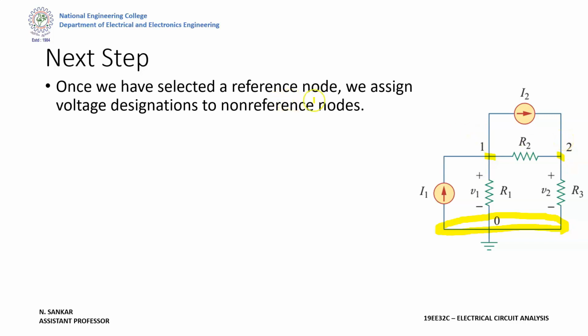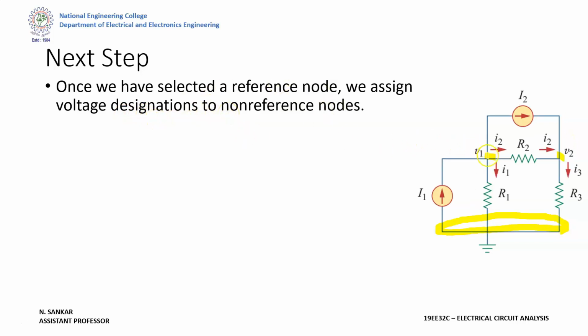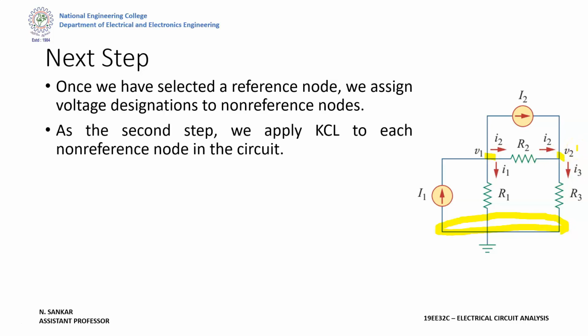We have to select a reference node and assign voltages to the non-reference nodes like this. So the voltage at node 1 is considered V1, and the voltage at node 2 is considered V2. And we have to apply Kirchhoff's current law at each non-reference node. First we will apply it at node 1. Here the incoming current is capital I1 and the outgoing currents are small I1 and small I2, and then capital I2, sorry. So in total we have 4 branches. So capital I1 is entering, and capital I2, small I2 and small I1 are leaving. That's why the equation is like this.